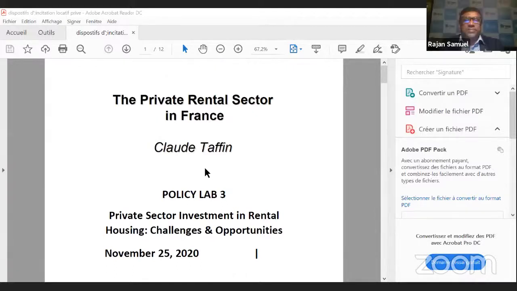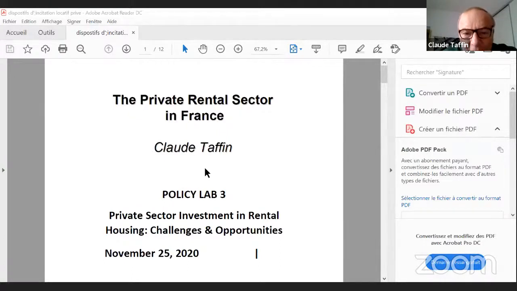So why speak about France? Not only because I am French, but because surprisingly, we'll see some similarities between the situation in maybe not India, but at least Tamil Nadu, because I cannot pretend that I know every Indian state.